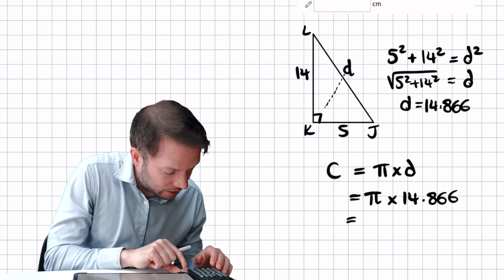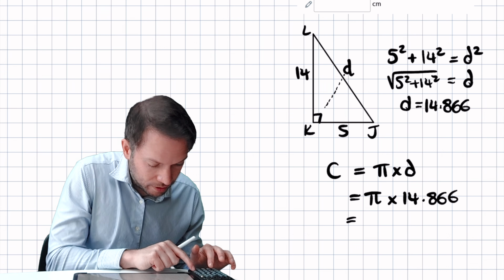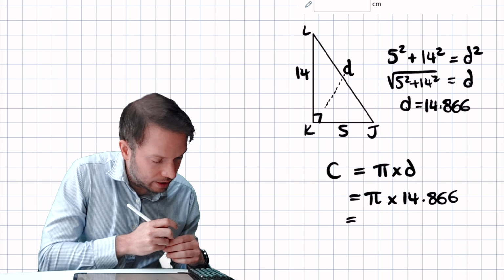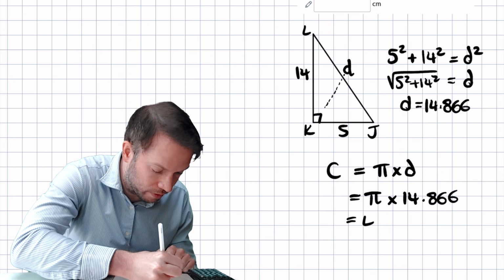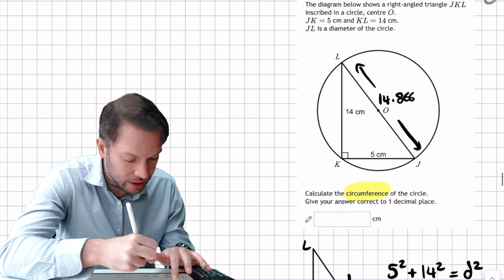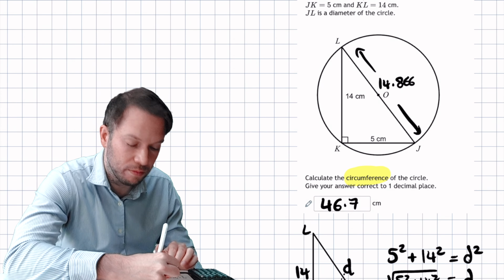So we've got pi, I'm going to have to use shift to get that, times by that diameter. And that gives me 46.7 centimeters. So that is the circumference. It's 46.7 centimeters to 1 decimal place. And we're done.